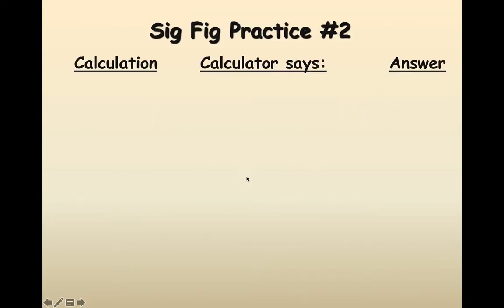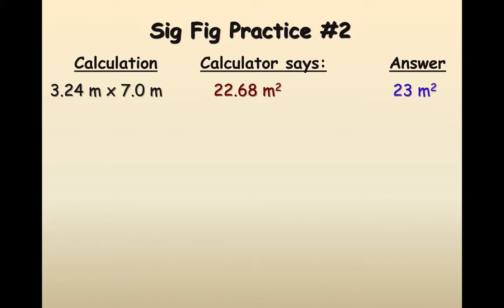So let's take a look at our practice, okay? So here's our practice calculation. There are 3 sig figs in this number. There are 2 sig figs in this number. Your calculator says that, so what should the answer be reported as? 23 is the answer. That's because we can only have 2 sig figs in our final answer. So we take the 2 and the 2, we look next to it and we say, oh, we got to round that up. And so now we have 23.